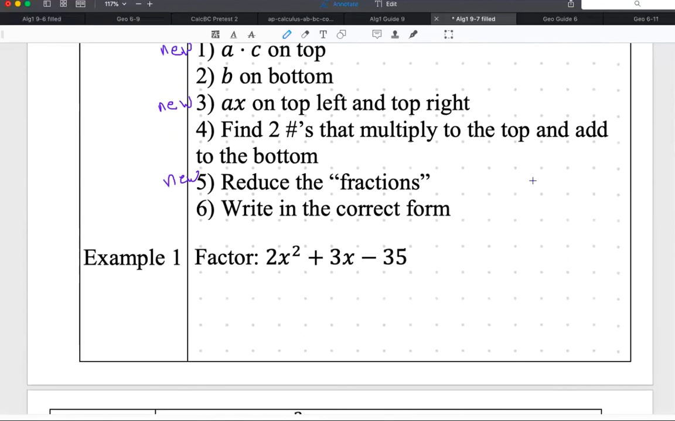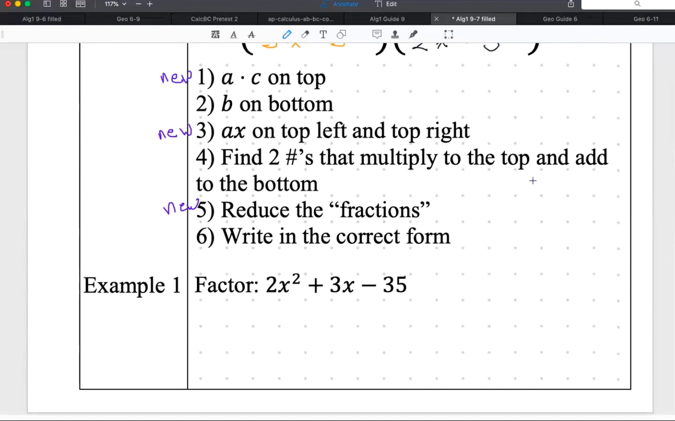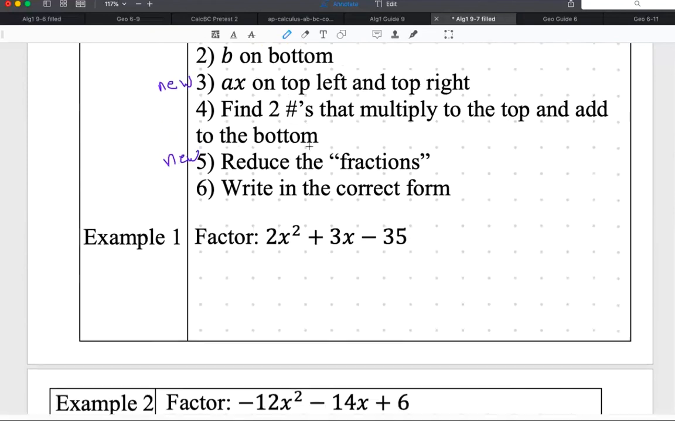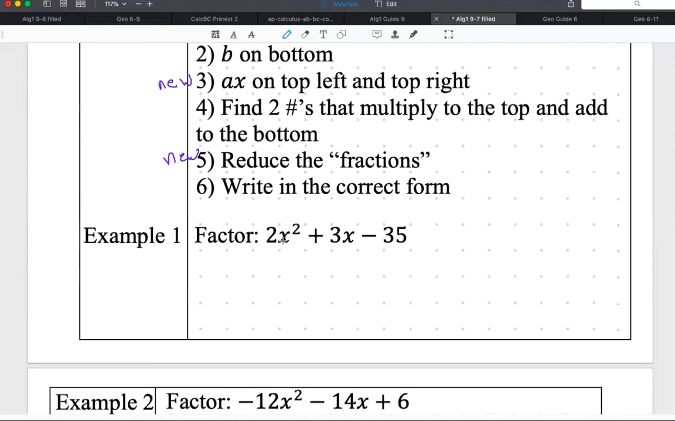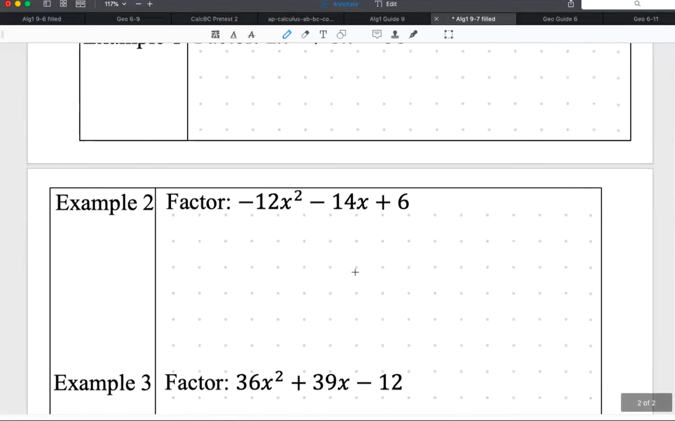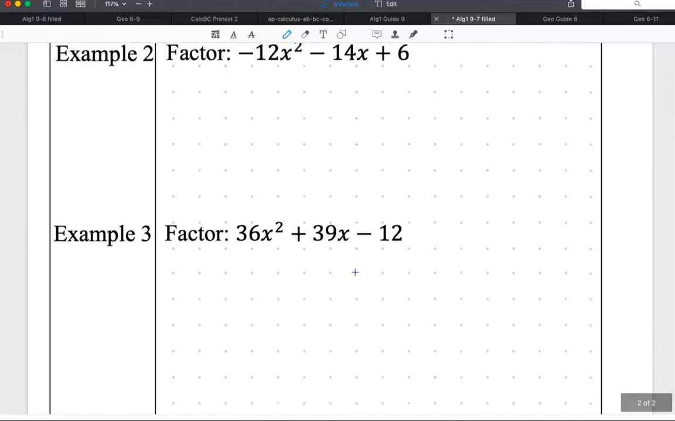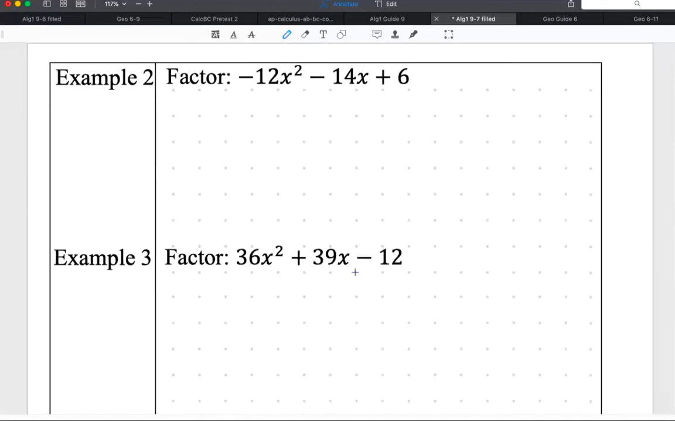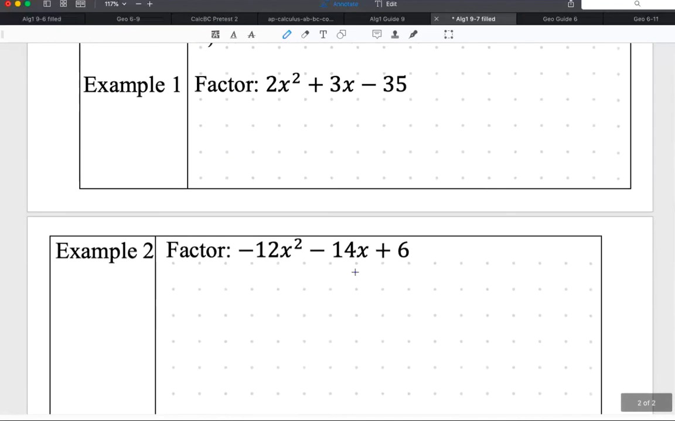All right. We are now on example number 1. Again, your first step should always be to look to factor out the greatest common factor. There isn't one, so you don't have to worry. But I will tell you on example 2 and example 3, they both have a greatest common factor that you need to factor out. But for example 1, we're good.